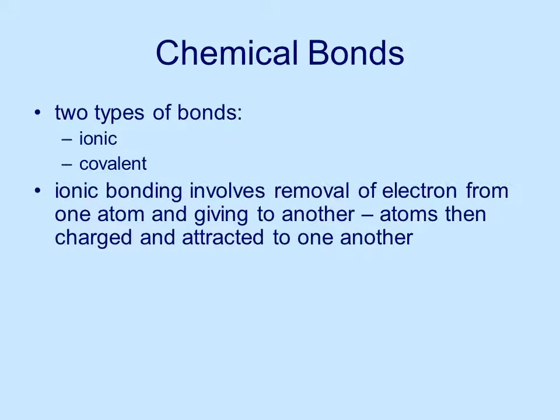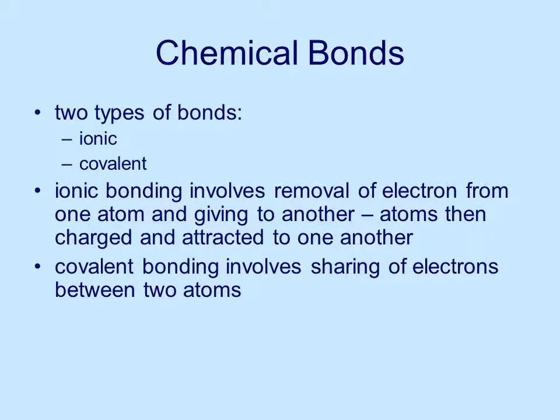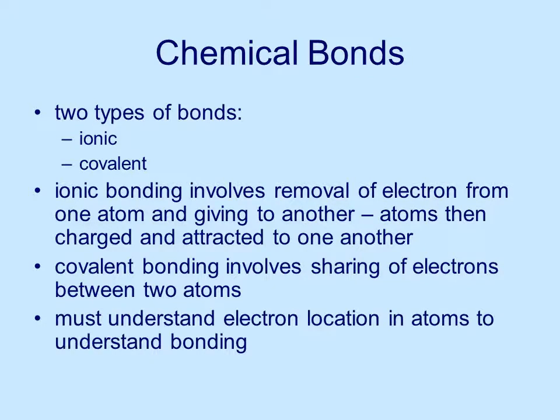Ionic bonding involves a loss of electrons or a gain of electrons. The atoms that swap electrons are then charged. One is positive, the other is negative, so these opposite charges are attracted to one another. Covalent bonding, on the other hand, involves sharing of electrons between two atoms.